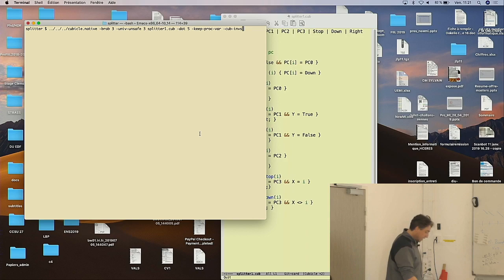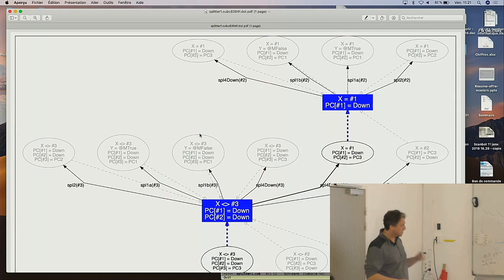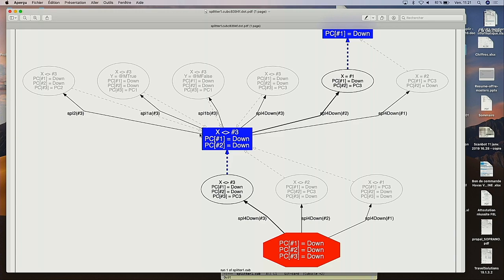At the moment, I'm just going to run it for a fixed number of processes. Here, that's 3. So if I run it, what I get is this. That's the backward reachability done by Cubicle. So you can see the original unsafe formula. PC H1 is down and so on.